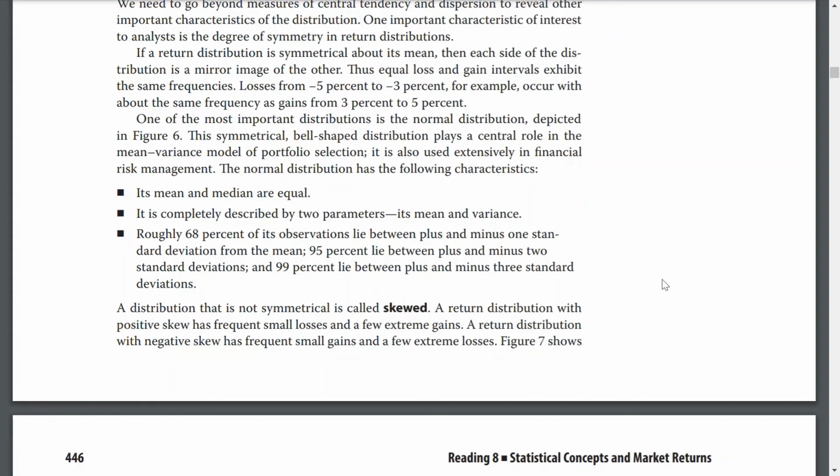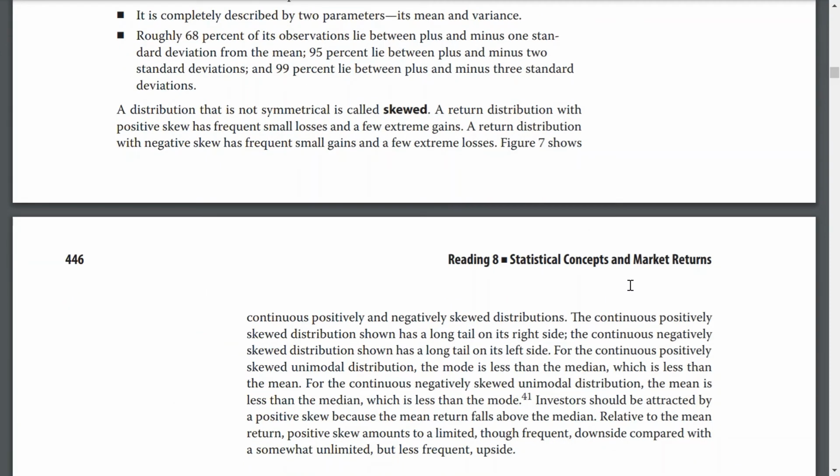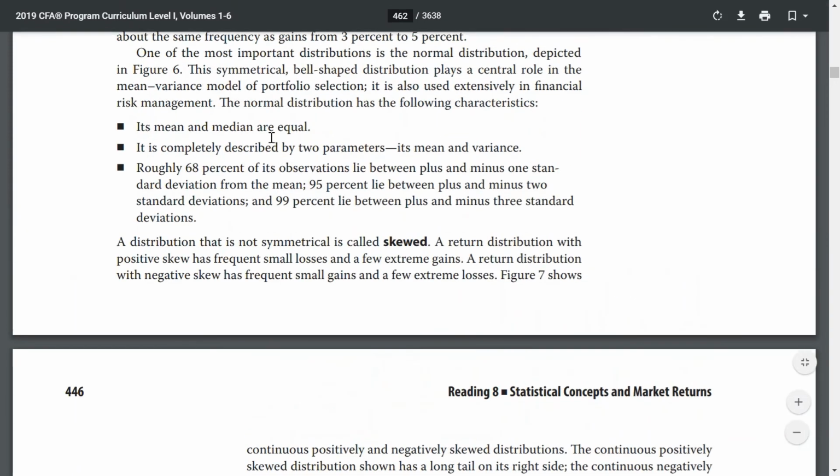3, roughly 68% of its observations lie between plus and minus 1 standard deviation from the mean, 95% lie between plus and minus 2 standard deviations, and 99% lie between plus and minus 3 standard deviations. If you guys have taken statistics in college or university, you would know the 68, 95, and 99% rule.